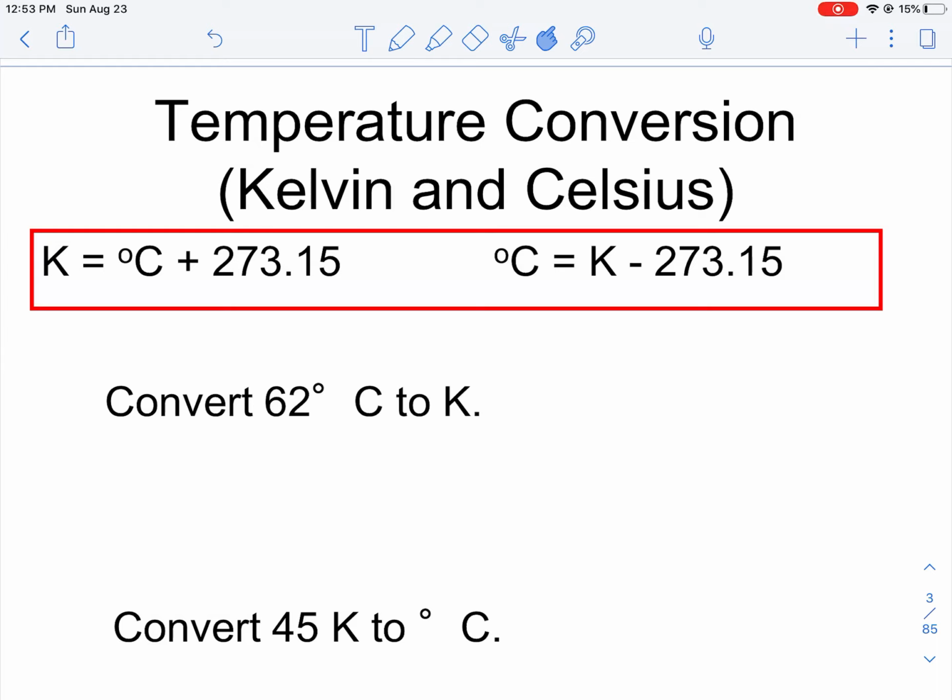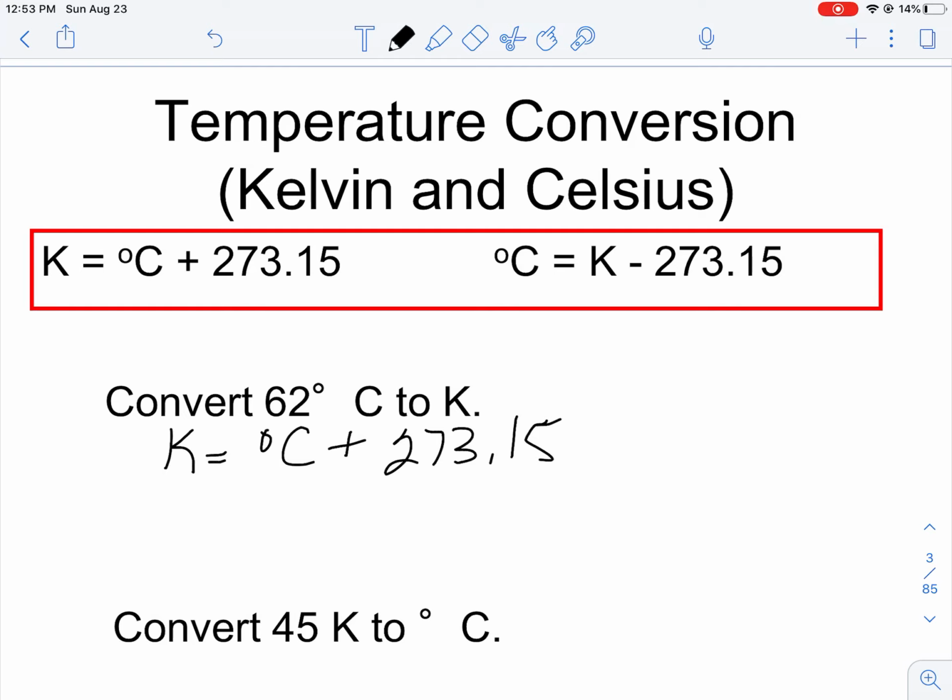Okay, so here is the formula. So what I said is that you have to go ahead and write down your formula. So we can use Kelvin is equal to degrees Celsius plus 273.15. Notice that Kelvin does not have degrees, only Celsius does.